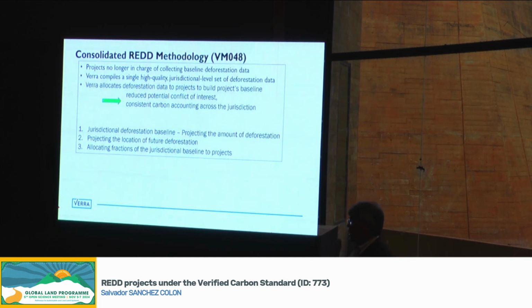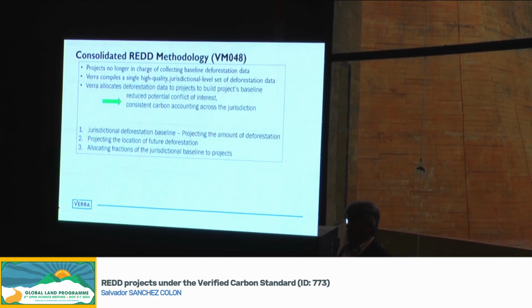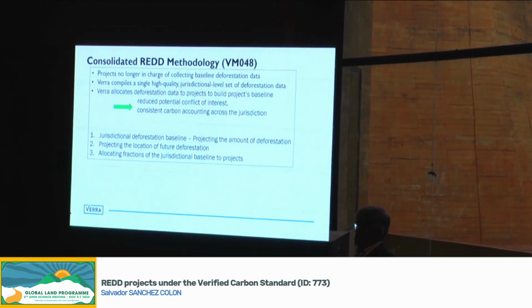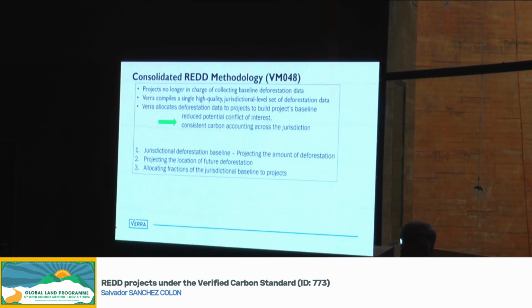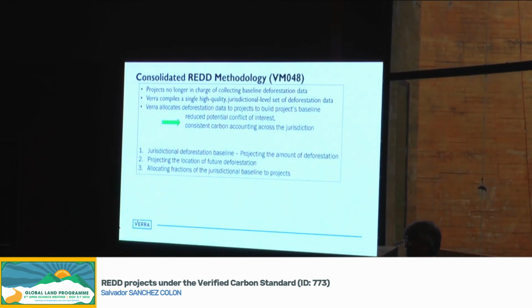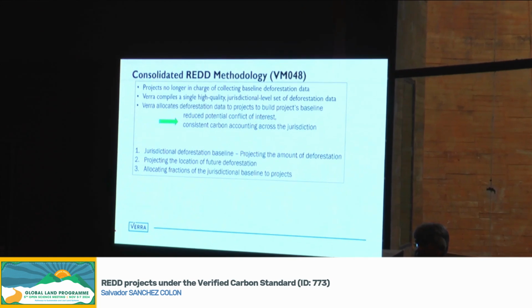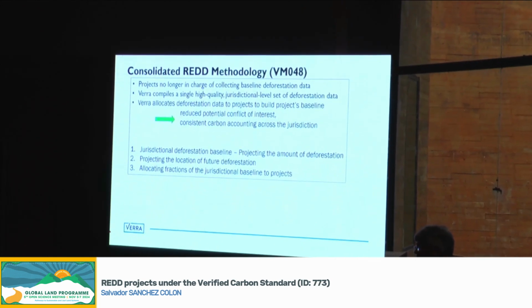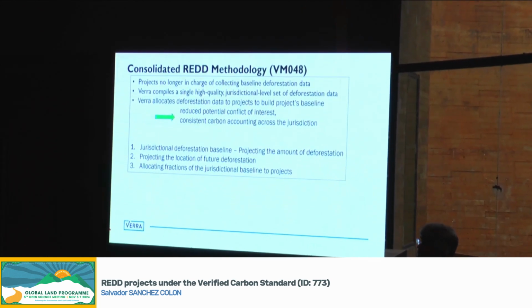Second, we also have to project where the future deforestation will happen within the jurisdiction. And third, combining these two pieces, the amount of deforestation that will happen in the future and where that deforestation might happen in the jurisdiction, we should allocate fractions of those deforestation data to projects within the jurisdiction for them to construct their project baseline.